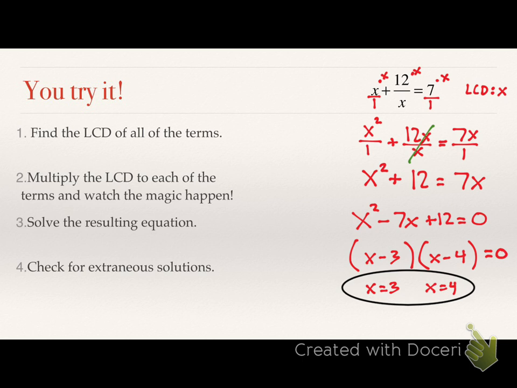Checking them to see if they're extraneous, well, the only restricted value I have would be 0 from that x under the 12, and we didn't get 0. Okay, now you could check to make sure you did your algebra correctly. Plug 3 in for x, see if it's a solution. Plug 4 in for x, see if it is a solution. They both will make that top equation work. Okay, so these are two solutions to this rational equation.